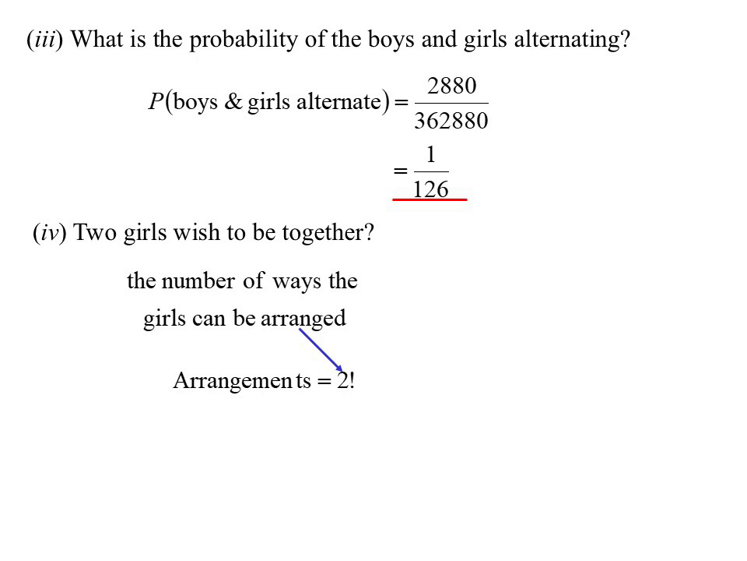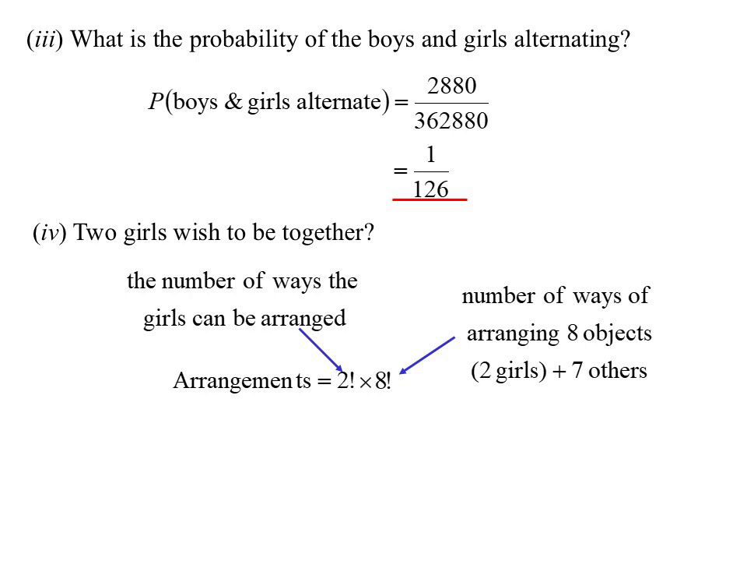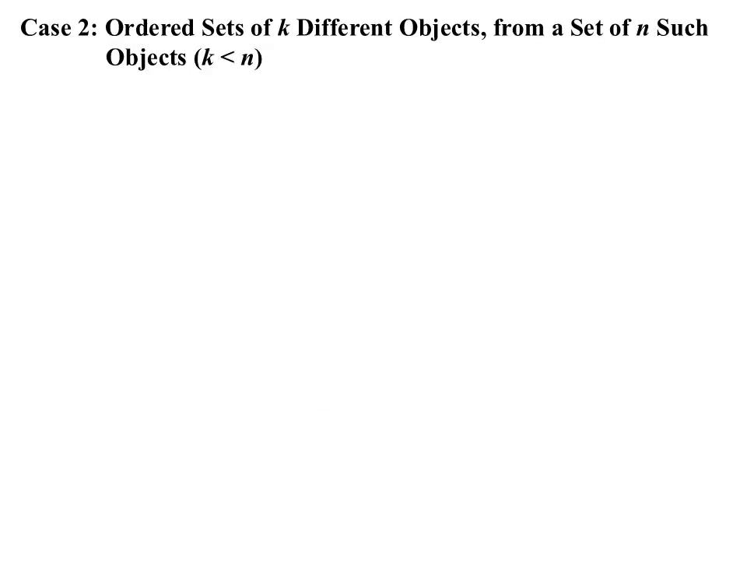Now, as far as I'm concerned, they are no longer 2 people. They are just 1 object, because once they've worked out which way round they're going, they're staying in that order. So I'm no longer arranging 9 objects, I'm now arranging 8 objects: that group of 2, and then the 7 other people. We get 2 factorial times 8 factorial, 80,640.